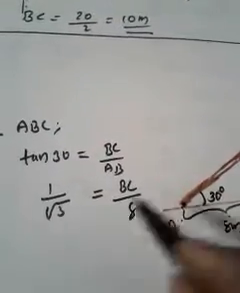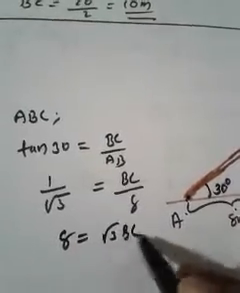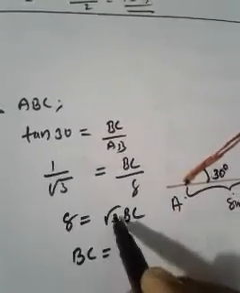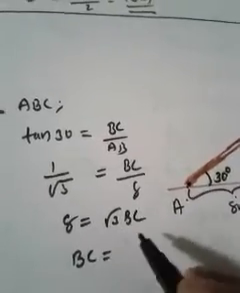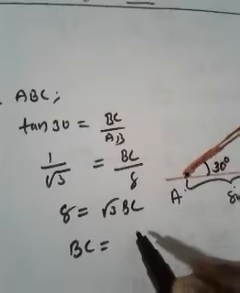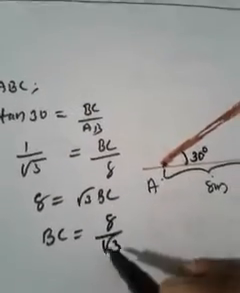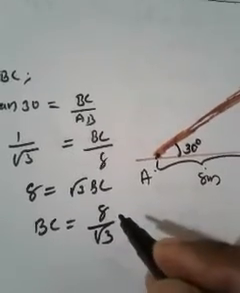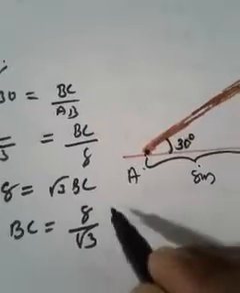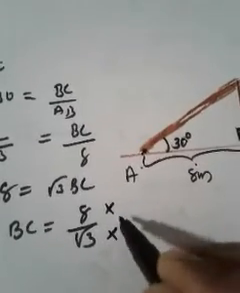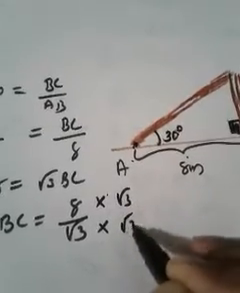When you cross multiply, you will get the value of BC. 1 into 8 is 8. Root 3 into BC is root 3 BC. We need BC, so take this root 3 to the left side. Since root 3 is multiplied with BC, when you take it to the left side, it becomes the denominator. That means BC is 8 by root 3. But the denominator is not a rational number, it is an irrational number. To make it rational, multiply both numerator and denominator with root 3. That is a method.